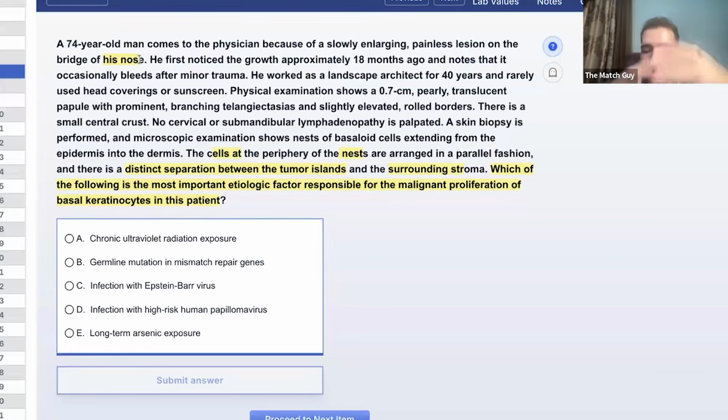So if the person is having a cancer on the nose, that's mostly basal cell carcinoma. But let's not go very fast. Let's not presume things. Let's continue and see. He first noticed the growth approximately 18 months ago and notes that it occasionally bleeds after minor trauma. This also adds that it's a basal cell carcinoma because usually basal cell carcinoma, guys, will have something called telangiectasia, and telangiectasia means small blood vessels. And these small blood vessels bleed after minor trauma. So now I have two things that tell me it's basal cell carcinoma, which is in the upper part of the nose and also bleeding after minor trauma.